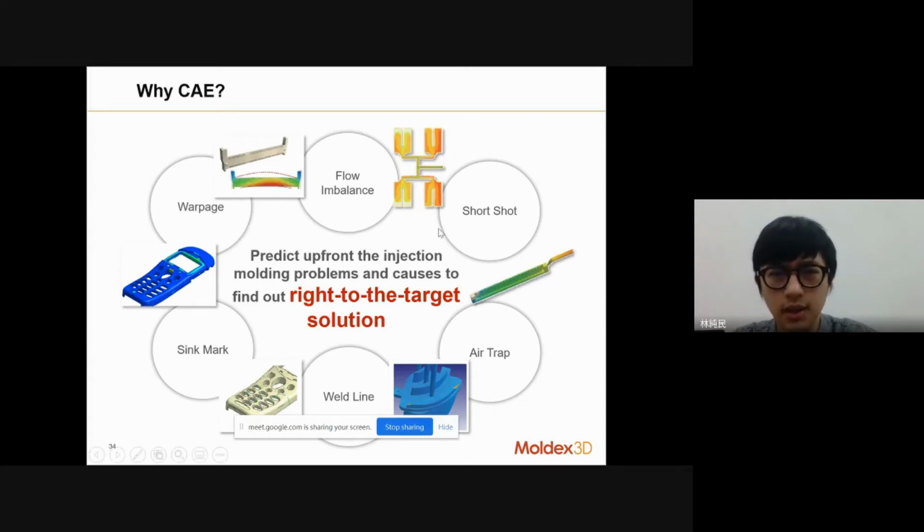So why CAE? Because we use this to predict the defects, and we can try to solve them in our software. And after you see the good result in our software, you can try to use these parameters in your machine, so it can save time and cost.